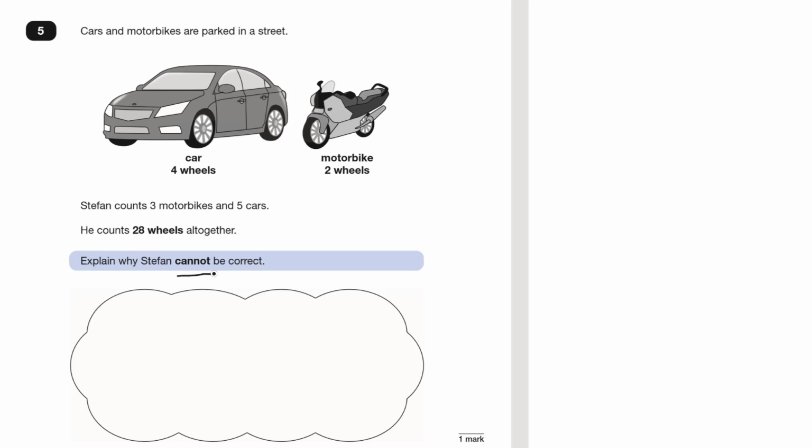So let's test his theory. He's saying there are 3 motorbikes and motorbikes have 2 wheels, so we need to do 3 times 2. And he's saying there are 5 cars, so 5 cars times 4 wheels is 5 times 4. So that's what he's saying he's seen. Let's solve each of those. 3 times 2 is 6, and 5 times 4 is 20. And 20 plus 6 makes 26, doesn't it? So that's why he's wrong.